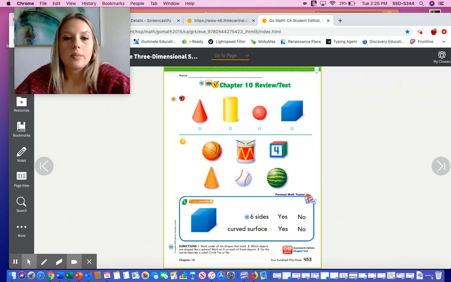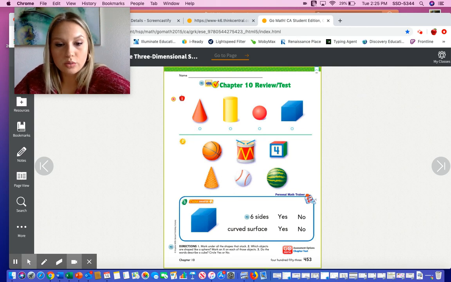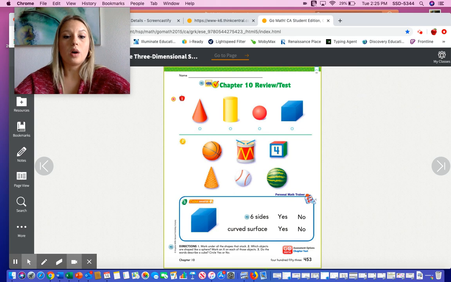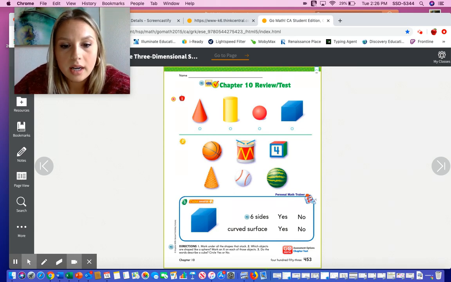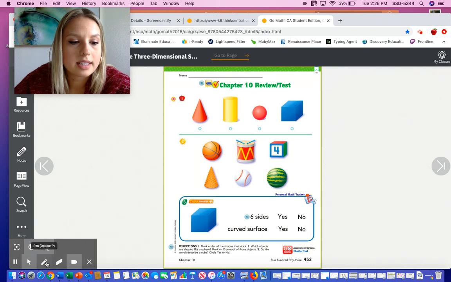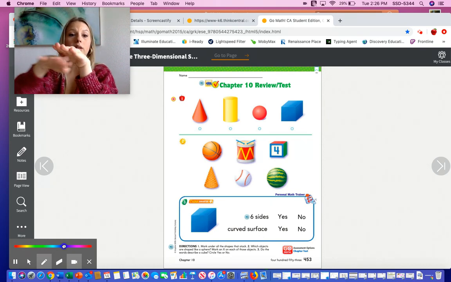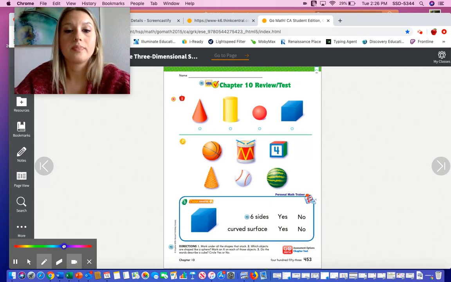Okay, so for the directions, let's find red apple number 1. It says, mark under all the shapes that stack. So let's try to remember the things that stack have flat surfaces, right? Did you remember that? Things that stack have a flat surface that you can build on top. Stacking means putting on top.